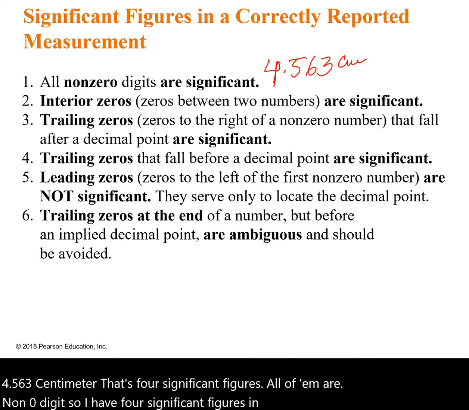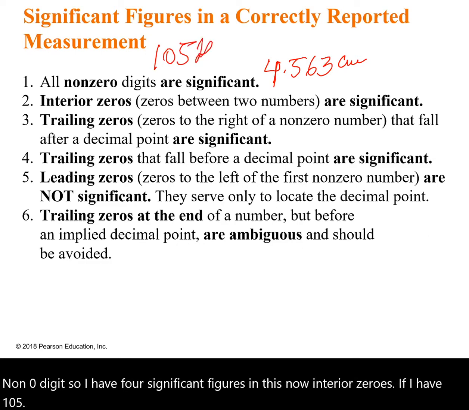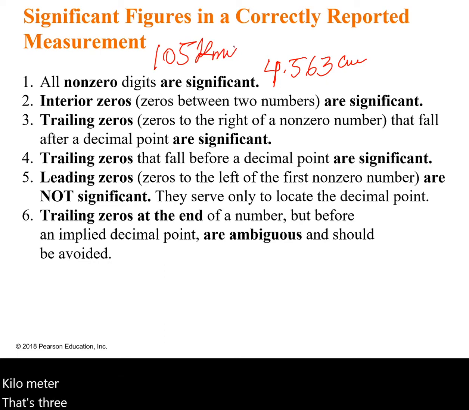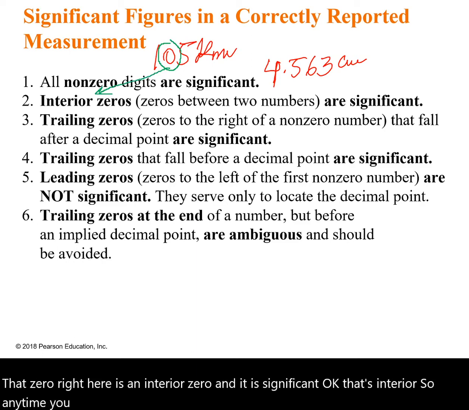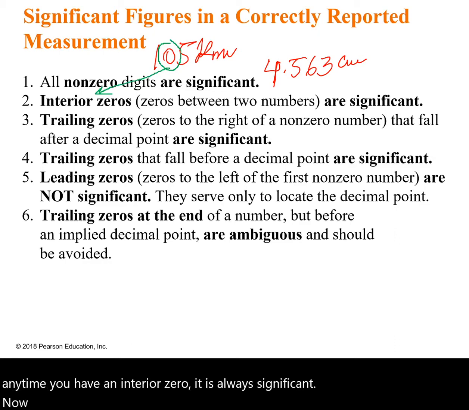Now interior zeros, if I have 105 kilometers, that's 3 sig figs. That 0 right there is an interior 0, and it is significant. Okay, that 0 right here is an interior 0, and it is significant. Okay, that's interior. So anytime you have an interior 0, it is always significant. Now let me go to leading zeros, number 5.